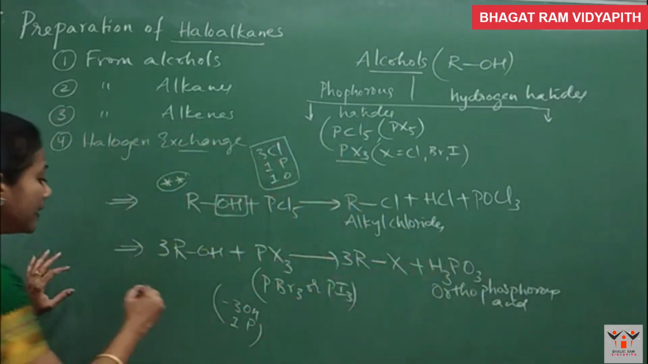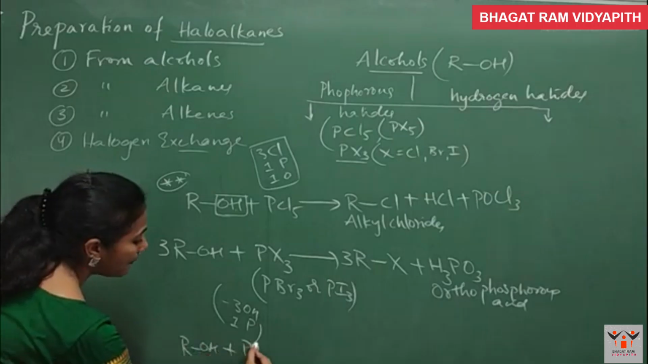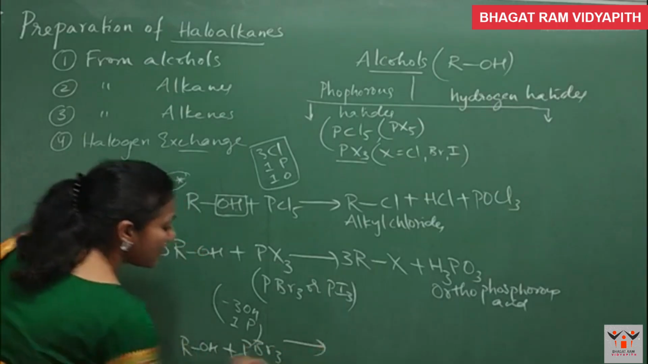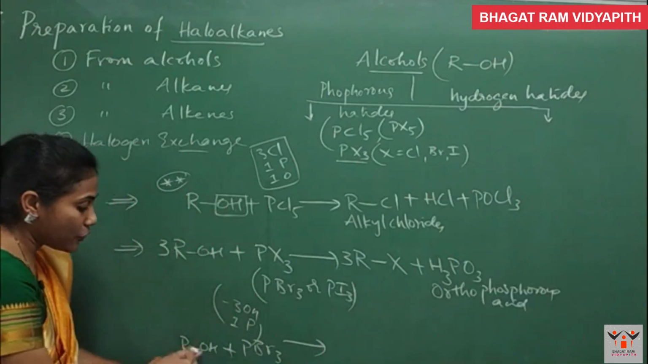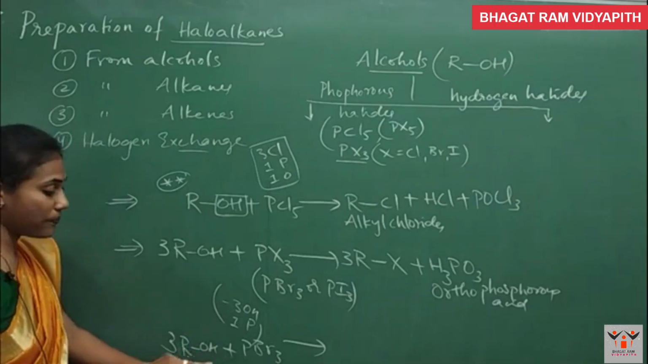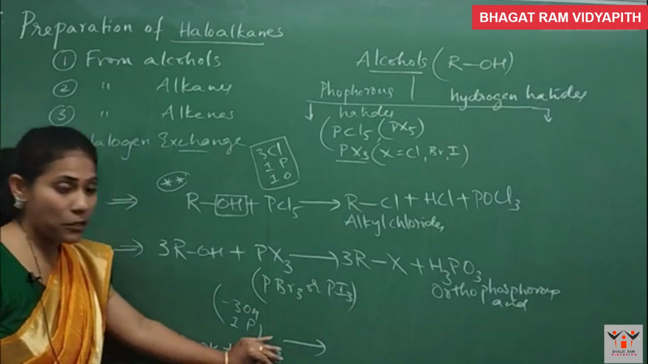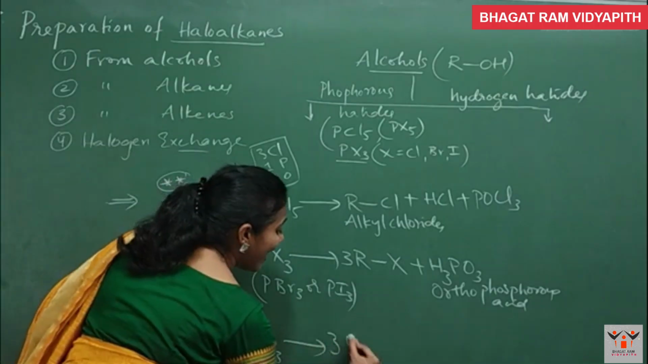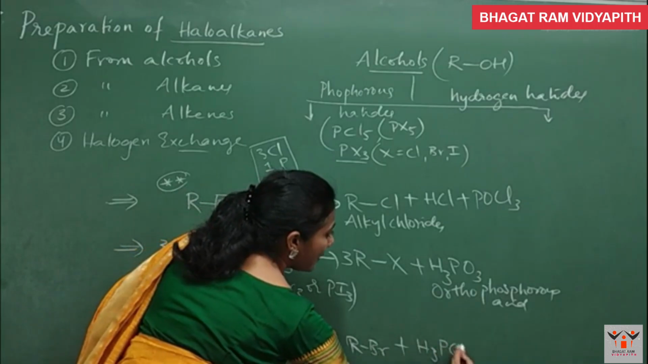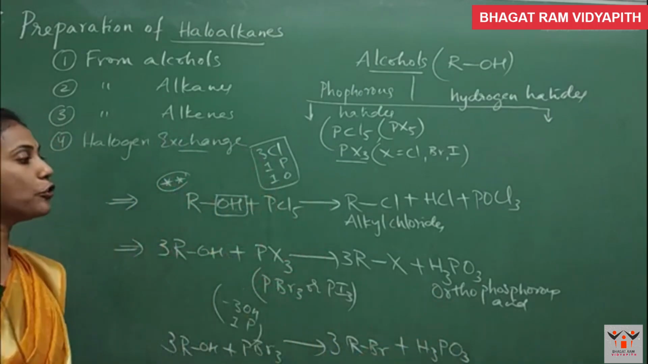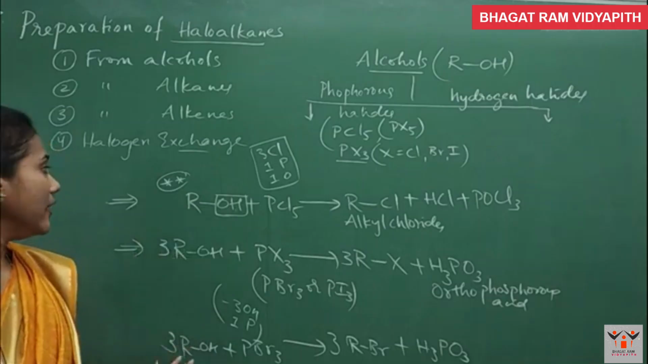Very important. Suppose you have ROH and I add PBr3. What is the product you will get? 3 Brs are there here, so I'll be taking 3 ROH. Here the 3 OHs of ROH are getting replaced by Br, so we'll get 3 RBr plus the byproduct H3PO3, orthophosphorus acid. These reactions are very, very important.